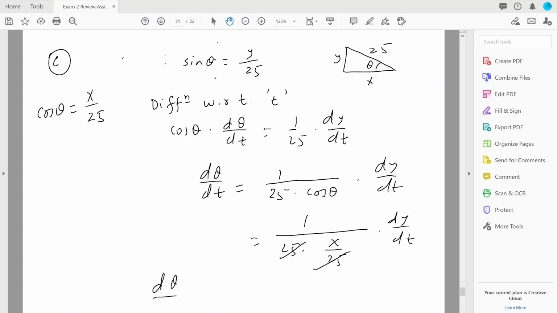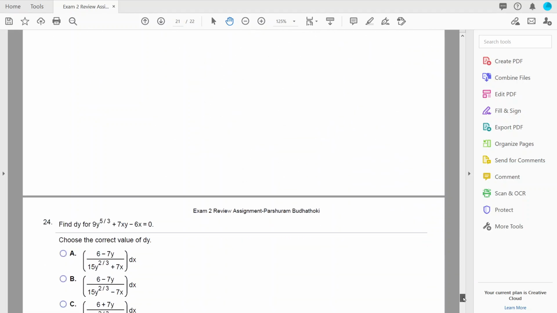So rate of change of the angle at that moment is, you have to put the value of x and dy over dt. So the value of x is 7 and dy over dt is negative 14. So eventually it's negative 2 radians per second. Don't forget that it's the rate of change of an angle, so it should be radians per second. Okay, so that's problem 22.